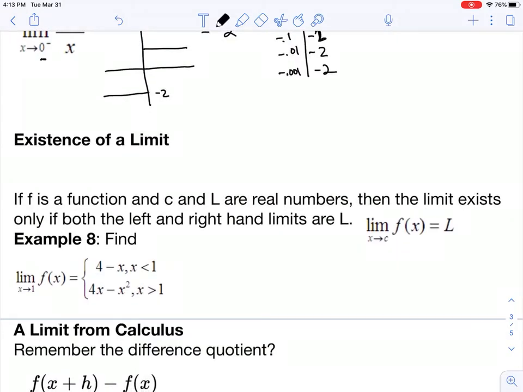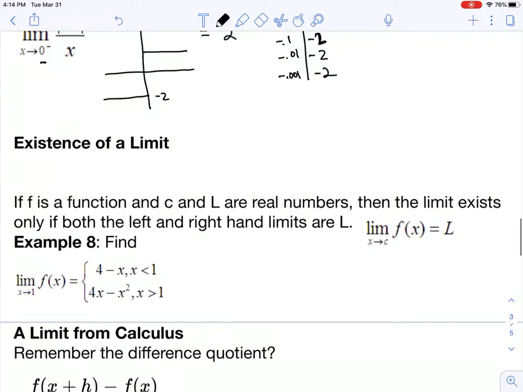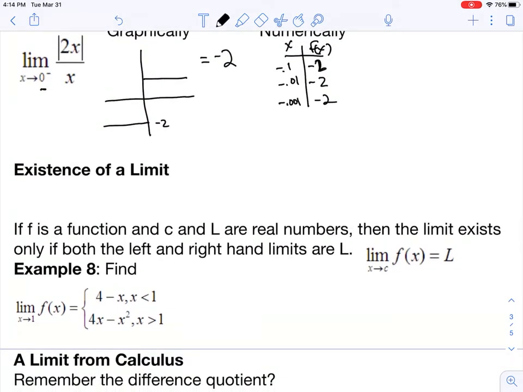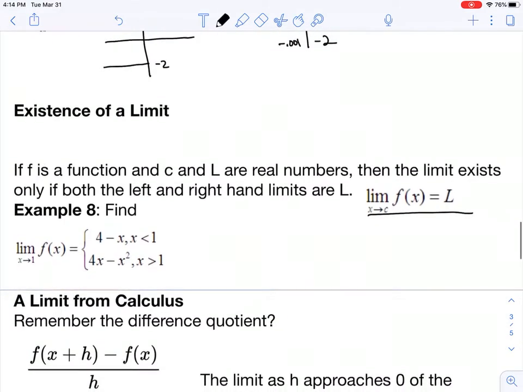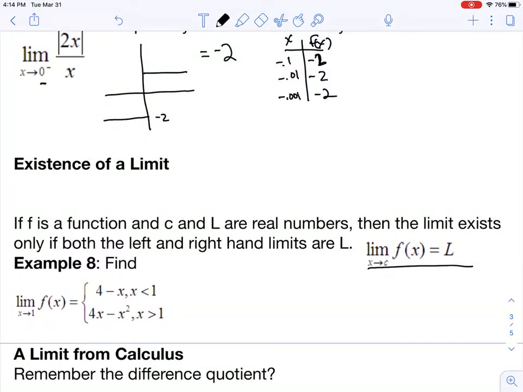All right. Now, if f is a function and c and L are real numbers, then the limit exists only if both the left and the right hand limits agree and are L. Okay, so in order for a limit to exist, both the left hand and the right hand limits have to agree. So we say the limit as x approaches c of f of x equals L.